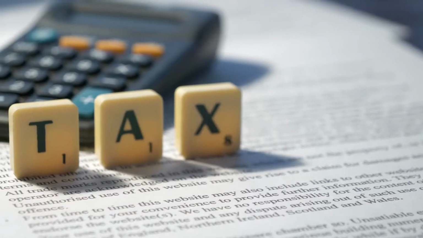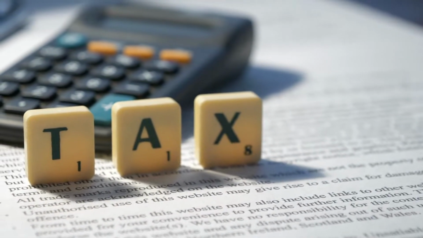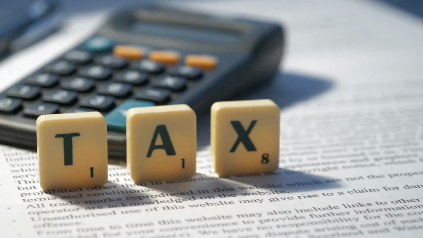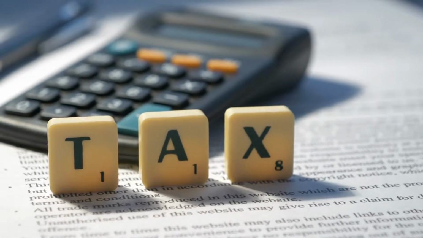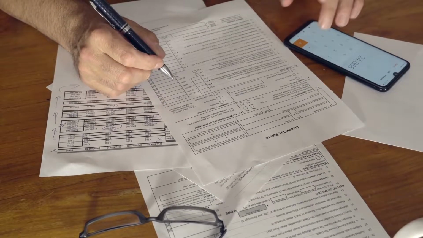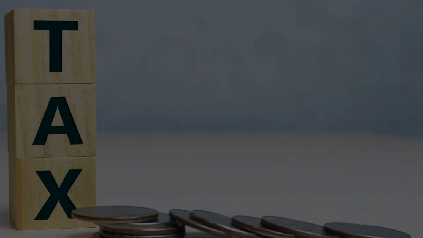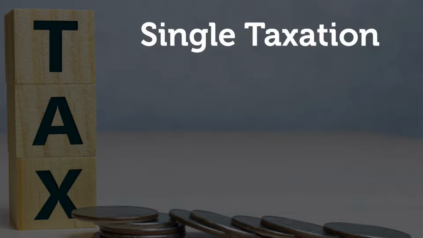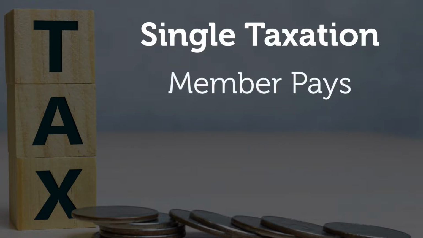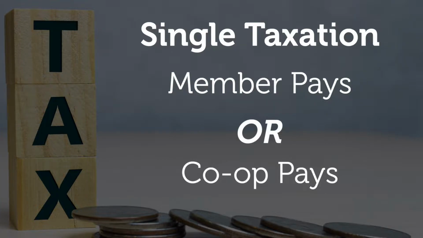Remember that allocated equity are member-based profits, and profits are taxed. Yes, even profits generated by the cooperative are taxed. However, cooperatives are Subchapter T member-owned corporations, so the government will only tax these profits one time. This is known as single taxation, which means either the member pays the tax or the co-op pays the tax, but not both. Cooperatives retain patronage refunds as allocated equity for several reasons.